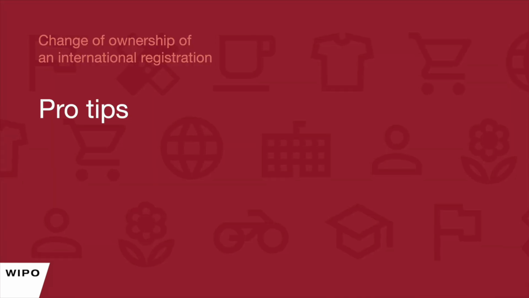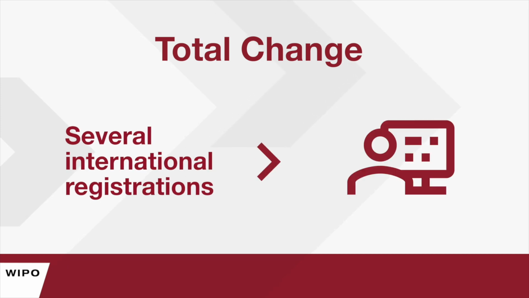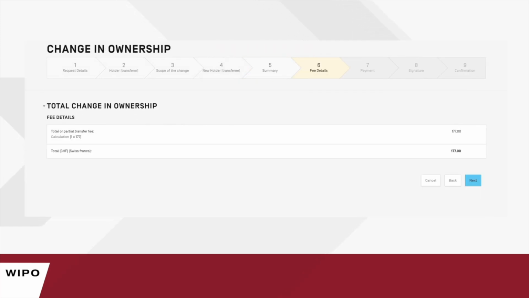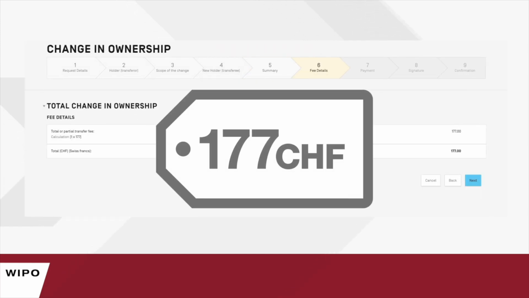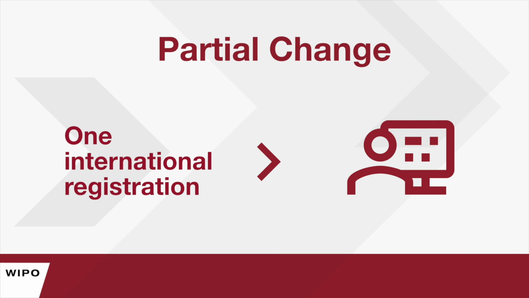Pro tips. A total change in ownership may contain several international registrations. The fee per international registration is 177 Swiss francs. A partial change in ownership may contain only one international registration.